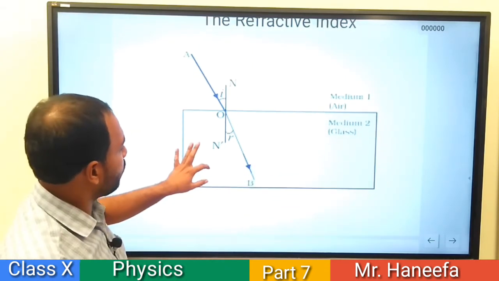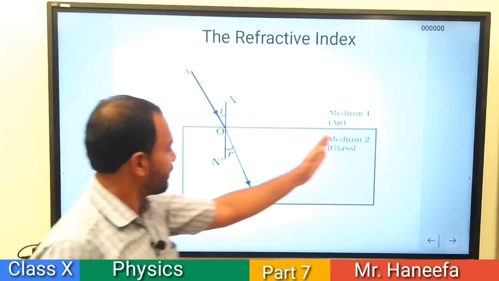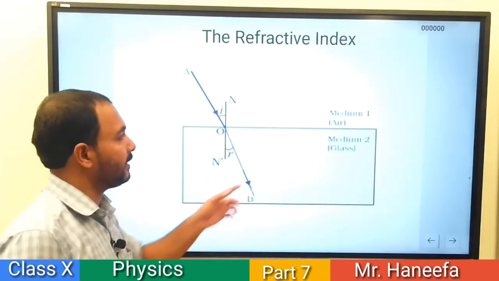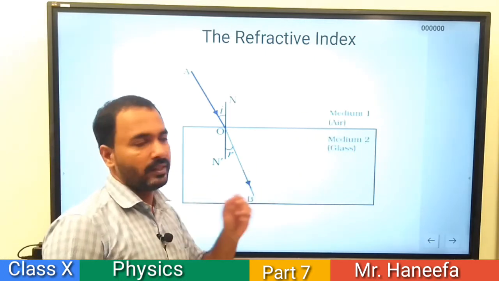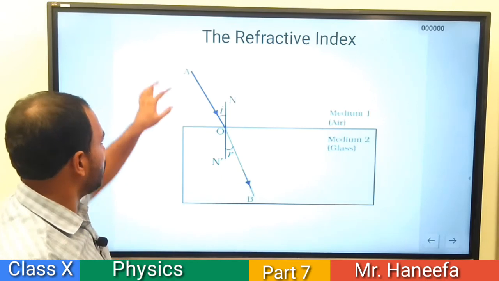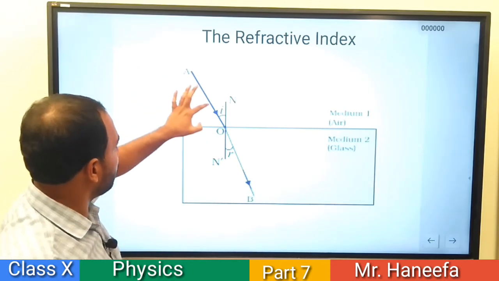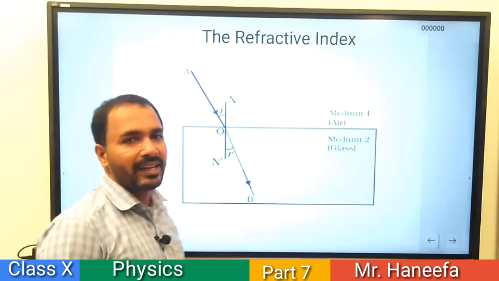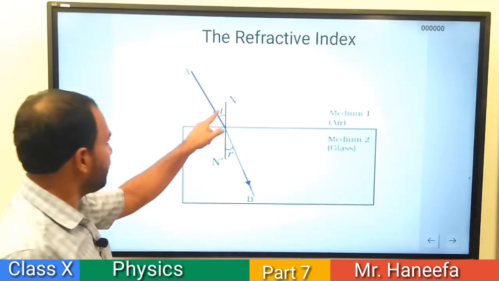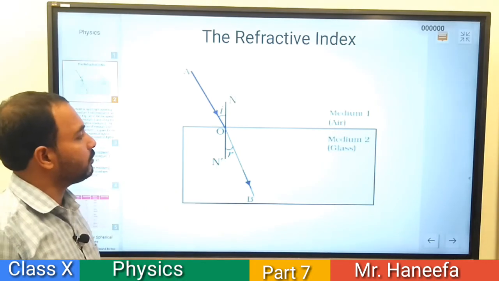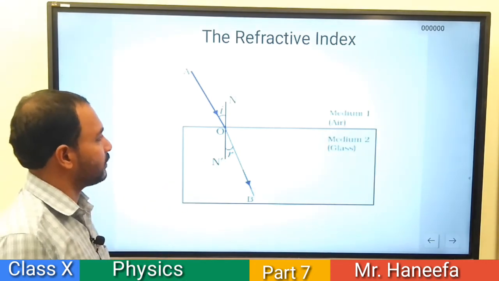So in this figure, here we consider a glass slab. This glass slab is placed in air. This ray is called the incident ray. This ray is called the refracted ray. This angle is the angle of incidence. This angle is the angle of refraction.